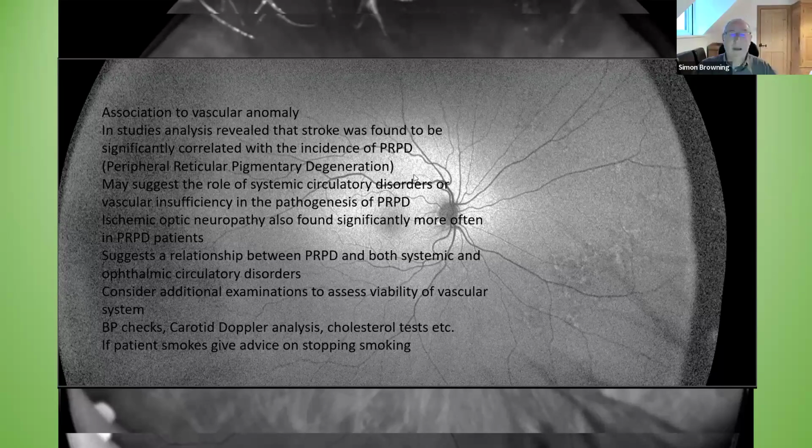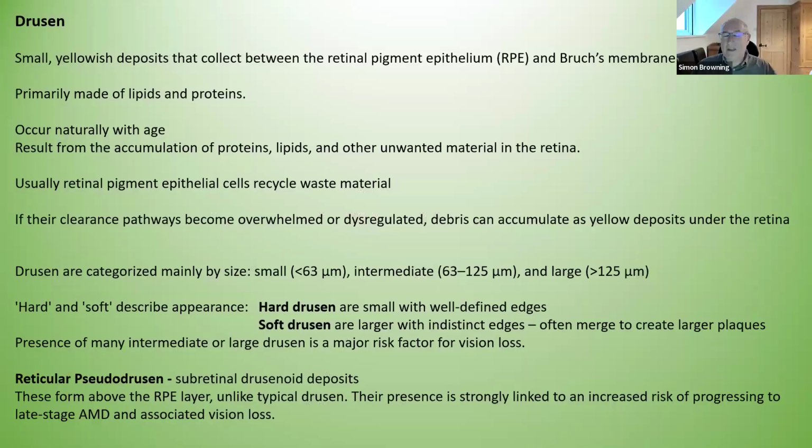So drusen, they come in all sorts of shapes and sizes. They tend to be small, yellowish deposits. They collect between the retinal pigment epithelium and Bruch's membrane, and that's important, looking at the site of them there. They're primarily made of lipids and proteins, and they occur naturally. You could almost call them the wrinkles of the retina if you really want to. They occur naturally with age.